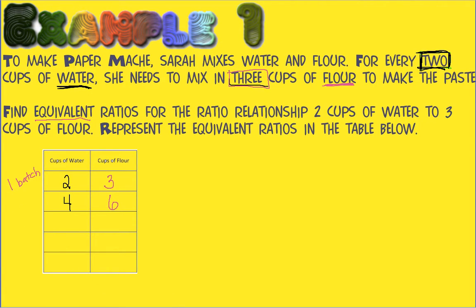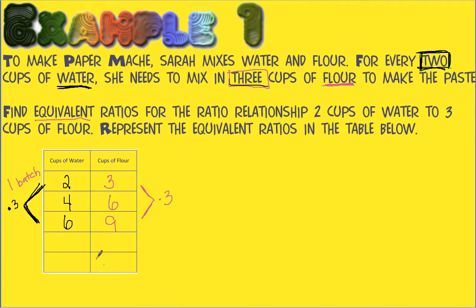I also know that if I want to create maybe 3 batches, I'm going to go from 2 to this amount of cups of water. To make a double batch, I had to multiply by 2, but now I want to make a triple batch, so I have to multiply by 3. So I'm taking 2 times 3, so I have to use 6 cups of water. If I tripled the amount of water, then I have to triple the amount of flour. And I know 3 times 3 is 9. Okay, and I can go on and on here.